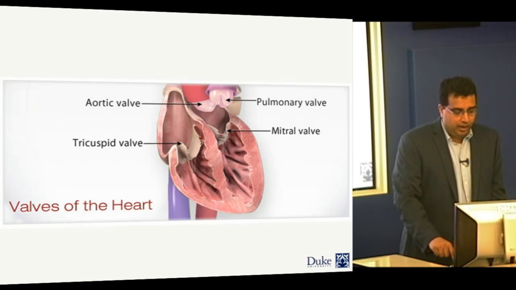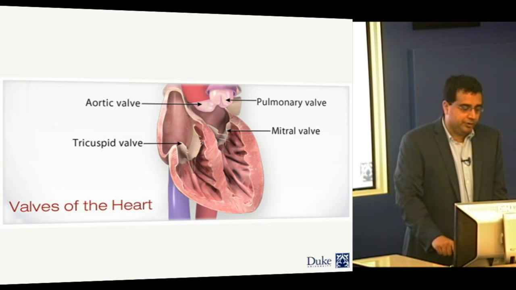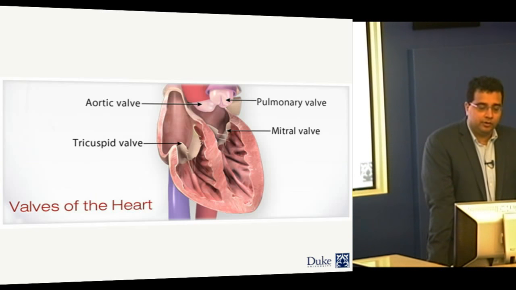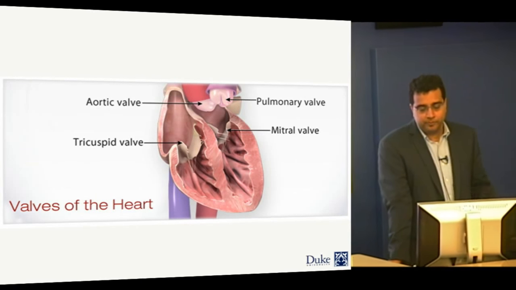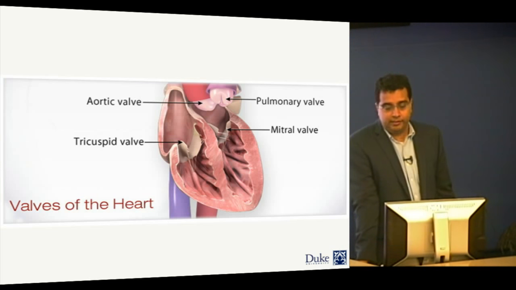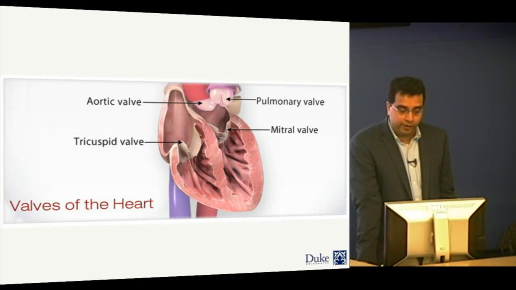All right, I'm going to switch gears here again and talk about valvular disease. I told you there are 4 valves within the heart. On the right side, there's the tricuspid valve, which separates the top and the bottom chambers. There's the pulmonary valve, which separates the right ventricle from the pulmonary artery. And on the left side, there's the mitral valve, which separates the top chamber from the bottom chamber on the left side, and the aortic valve, which again is right by the aorta.